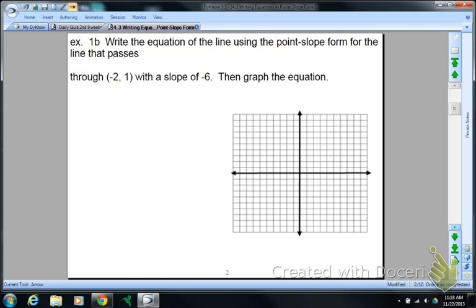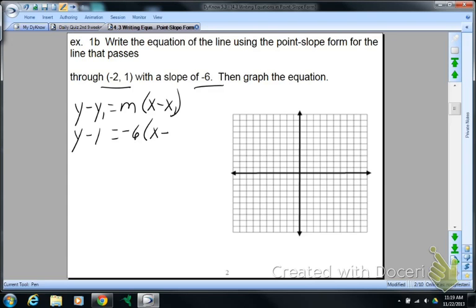Okay, same directions. Example 1b, write the equation of the line using the point-slope form of the line that passes through (-2, 1) with a slope of -6. First thing we do is write the point-slope formula. What is the point-slope formula? Y minus y1 is equal to m times x minus x1. We're going to plug in, so that's y minus y sub 1, which is 1. M, our slope, is negative 6, times x minus a negative 2, which turns into plus 2.